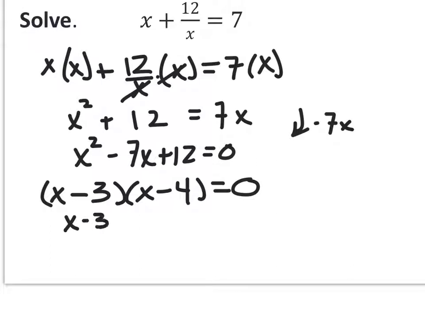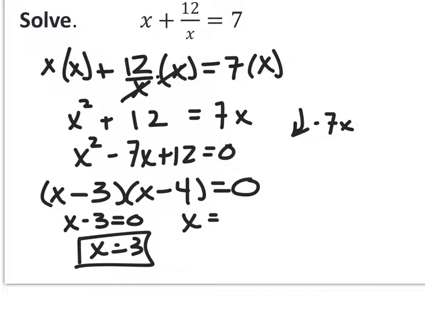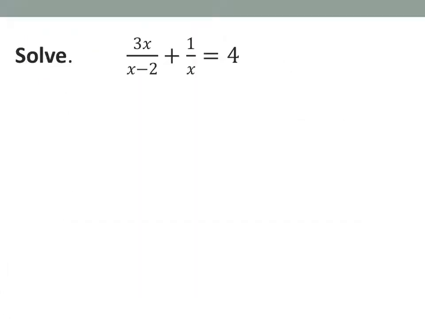Then by the 0 property, we can take each factor and set it equal to 0. So we get x equals 3 and x equals 4. Depends on who you're working with. Some folks allow you to just go ahead and write what you have. Others make you show the 0 property, so be aware of what it is you're being required to do. So this guy has two different solutions. Let's go ahead and look at another one.